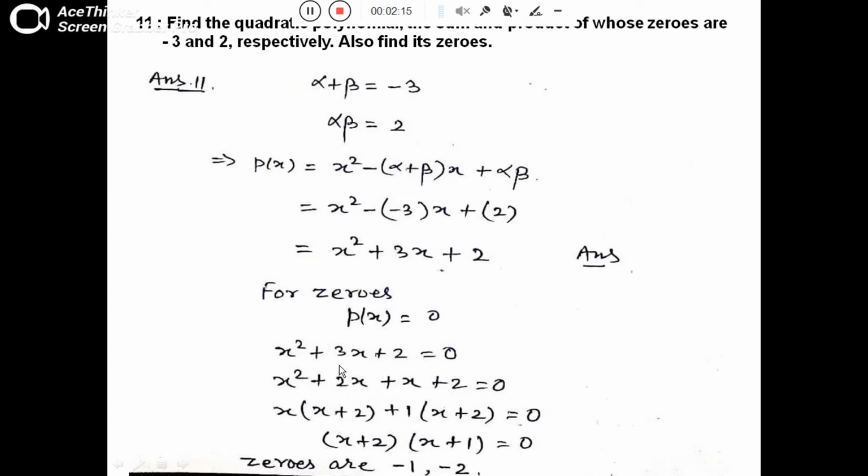Now this middle term is split into 2x plus 1x. Now take x common from the first pair, so you will get in the bracket x plus 2, and in the second pair you will get the common 1, so you will get x plus 2. Now you got the two factors of it, x plus 2 into x plus 1, which is equal to 0. Now from these two factors you will get the required zeros of this polynomial. So the first zero is minus 1 and the second zero is minus 2.